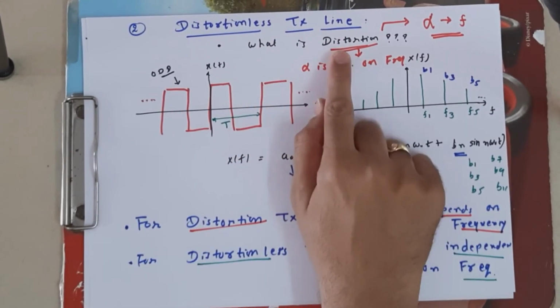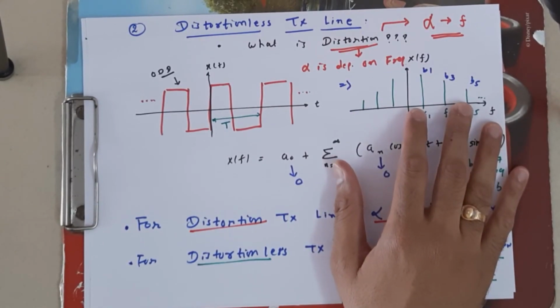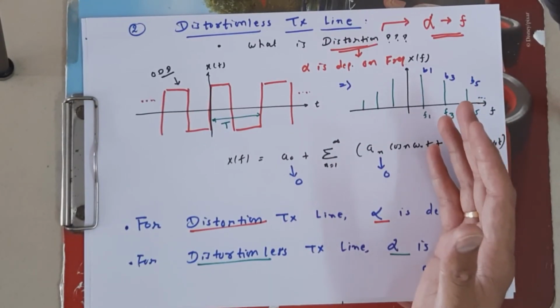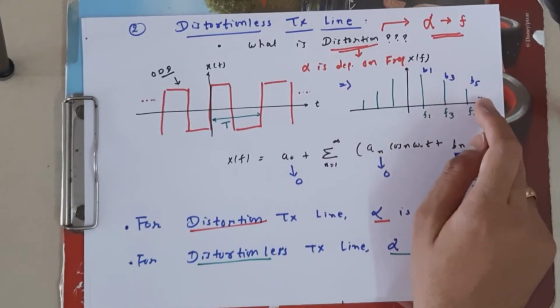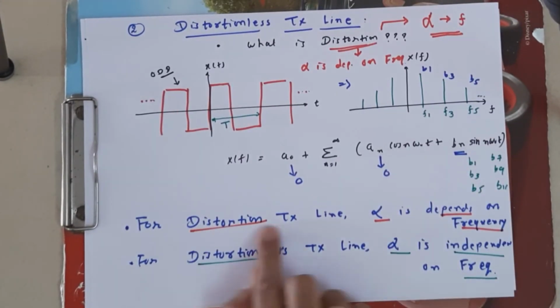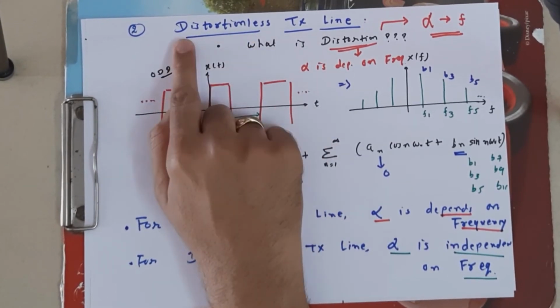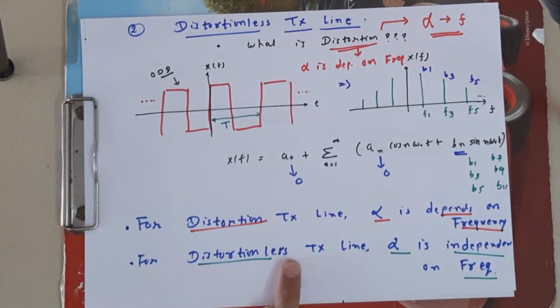So the first idea is, what is distortion? Distortion is nothing but, we know that the signal consists of a band of frequencies, and the amplitudes of different frequency components will be attenuated differently because alpha depends on the frequency for the distortion transmission line. So what do you mean by the distortionless transmission line? It means alpha is independent of the frequency.